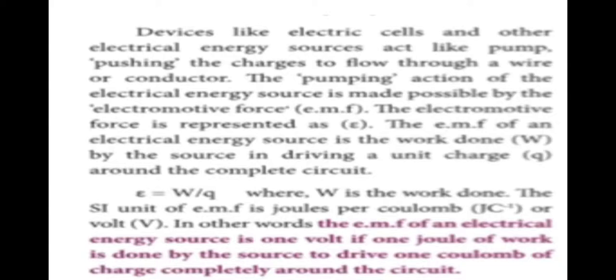So how can we define 1 volt? The EMF of an electrical energy source is 1 volt if 1 joule of work is done by the source to move 1 coulomb of charge completely around the circuit. This is about electromotive force.